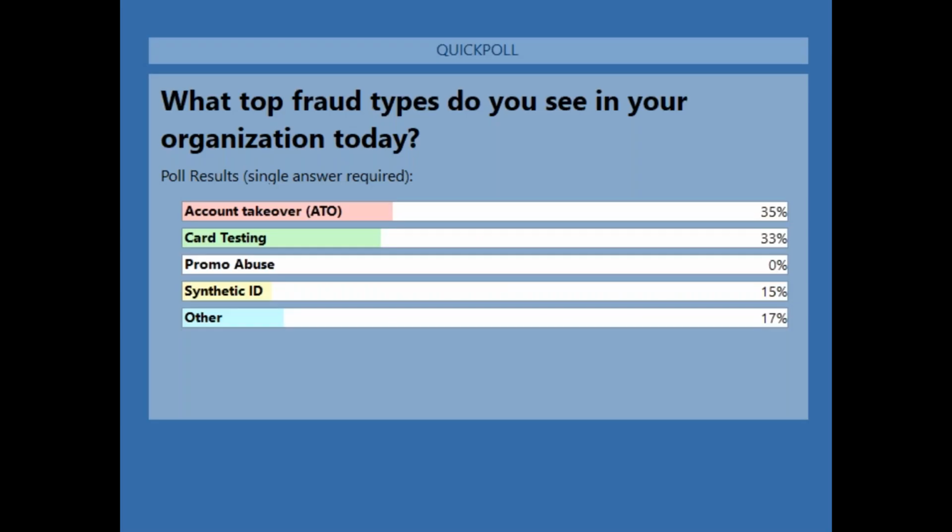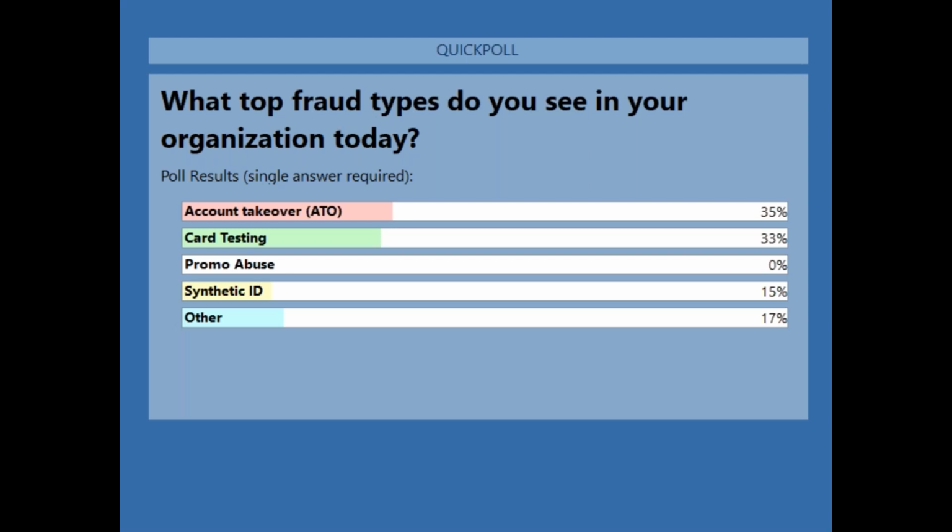Awesome. So it looks like 30% are seeing account takeover, 33% card testing, no promo abuse, so that's good, 15% synthetic ID, and then 17% other. Sarah, you work with a lot of our customers to help solve these fraud problems. How does this compare with what you're seeing within the customer base that you work with?